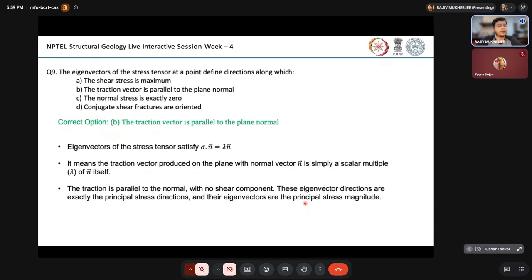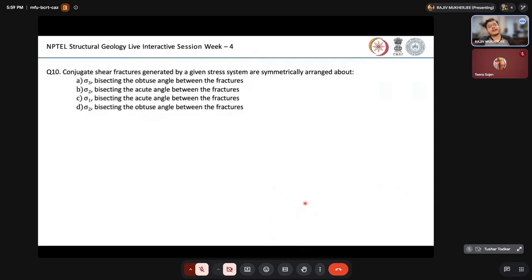Okay, so coming to the 10th question. Conjugate shear fractures generated by a given stress system are symmetrically arranged about: sigma 3 bisecting the obtuse angle between the fractures, sigma 2 bisecting the acute angle between the fractures, sigma 1 bisecting the acute angle between the fractures, or sigma 2 bisecting the obtuse angle between the fractures.